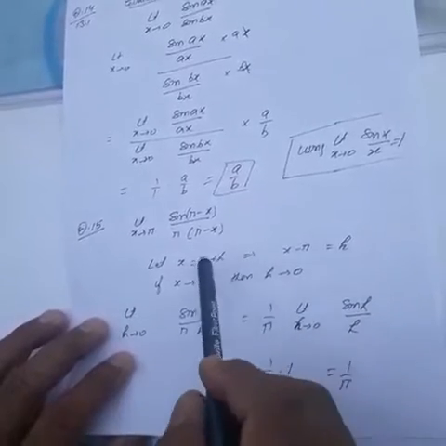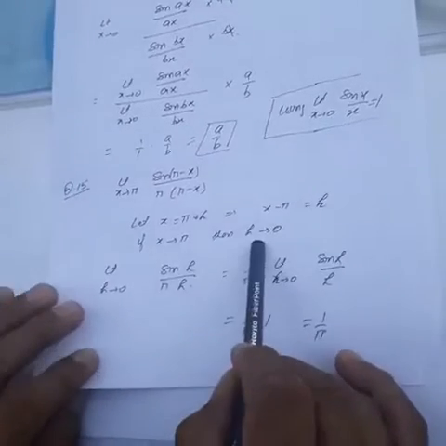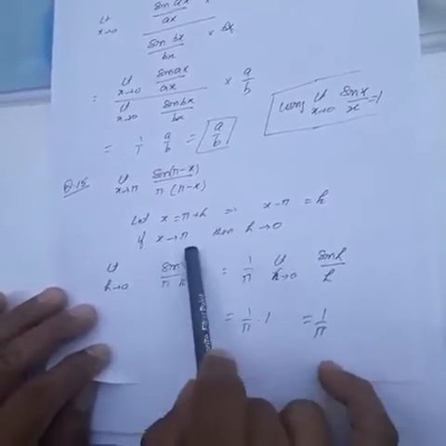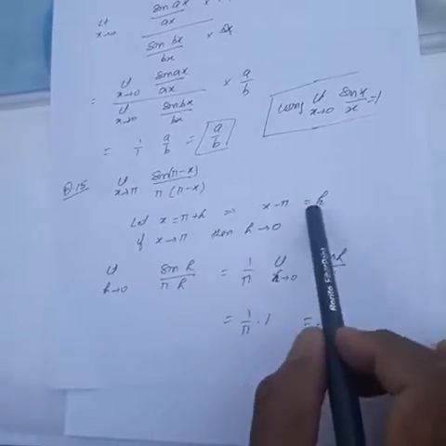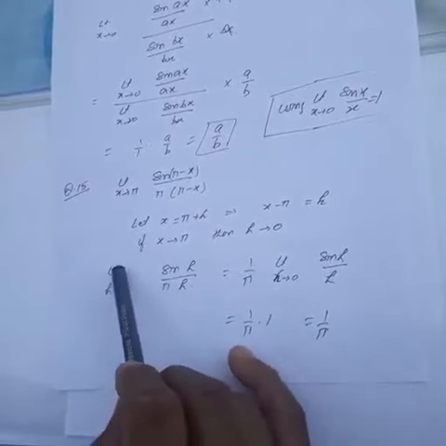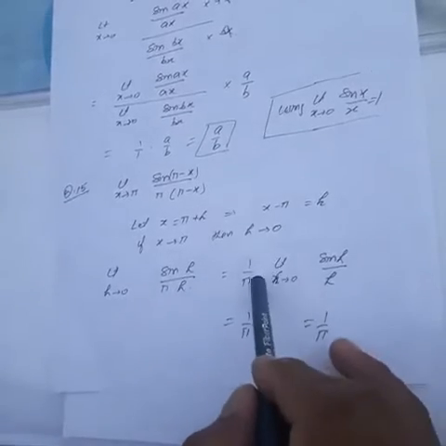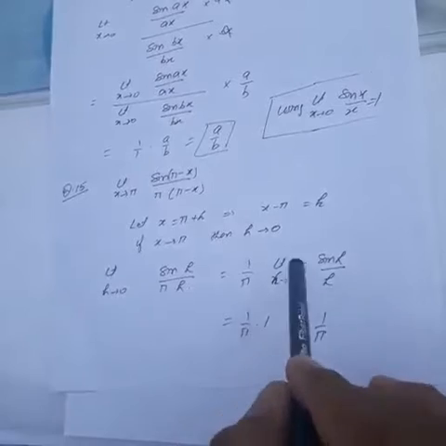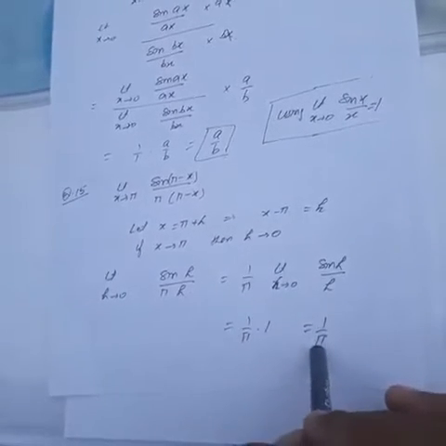When x approaches pi, then h approaches 0. So when you change the variable, you have to change the limits like this. Pi minus x is replaced by h, so we get sin h upon h into pi, when limit h tends to 0. Change the limits and write the limit like this separately. Now this is standard form and it will be equal to 1, so the answer is 1 upon pi.